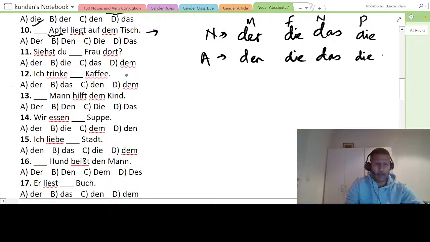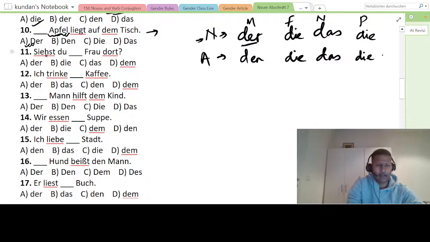Don't hesitate to tell me the answer. Even if it is wrong, it doesn't matter. So here the apple is the subject, and a subject is always in nominative case. And apple is what? Masculine. So der Apfel. So the right answer is A. Okay, let us see the next one.